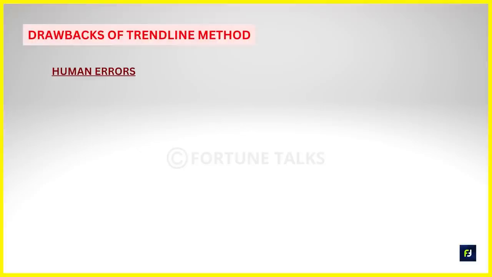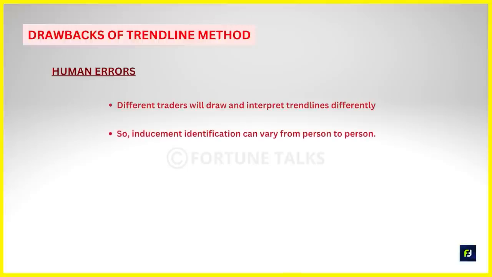First of all, trend lines are subjected to human errors. This means different traders would draw and interpret trend lines differently. So the inducement identification varies vastly from person to person. So this confusion is not a good thing.